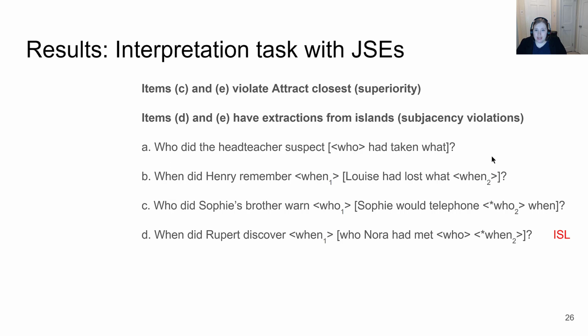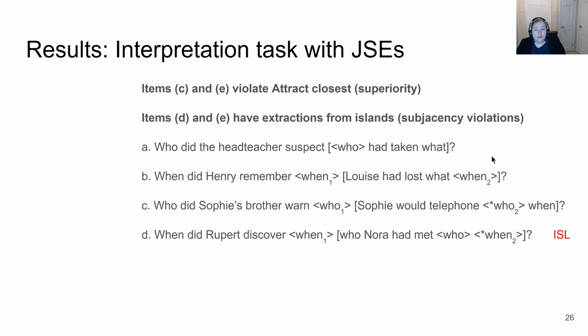Now D, if you see my key above, has a subjacency violation. It's an extraction from an island. To understand that, you should see that the embedded clause is headed by who. So who has been moved up. But you can't extract out of something that's headed by who. So it would be a subjacency violation to yank something over that border.